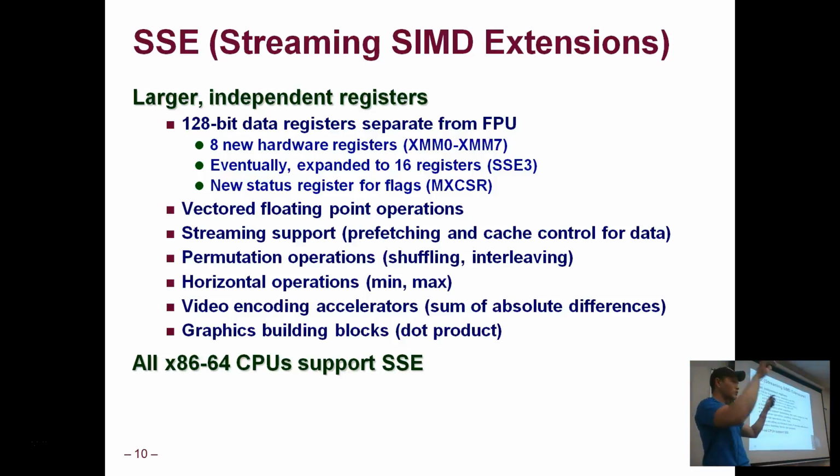Horizontal operations within the vector, so finding the min and the max element across your data in your vector, that's supported. It also encodes the sum of absolute differences for video encoding, the frame differencing stuff that I mentioned earlier. And then graphics building blocks, support for dot product, and this is actually what we're going to use for your assignment.